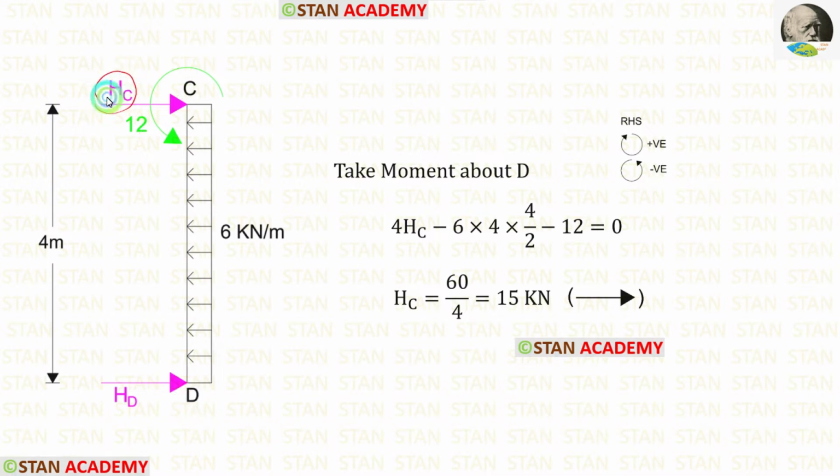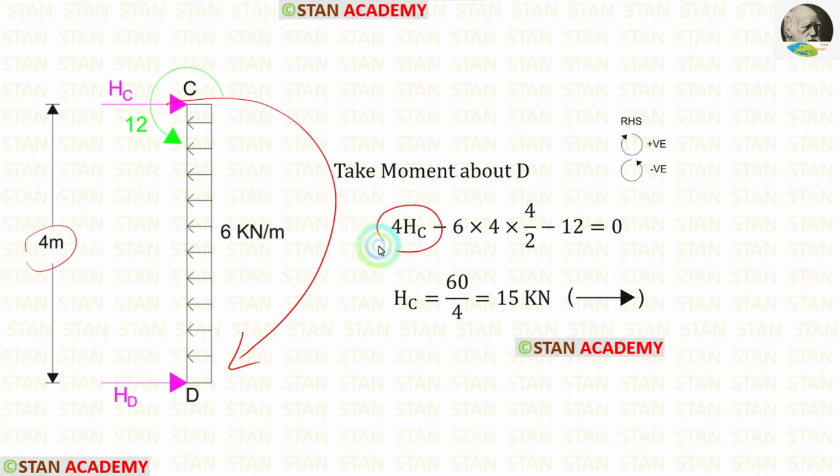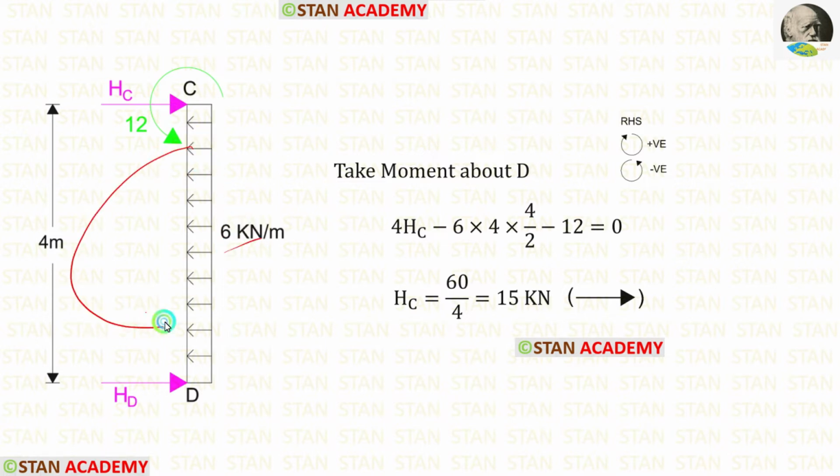So to find HC, we have to take moment about D. In this case, we are moving towards right hand side. Clockwise will be positive and anticlockwise will be negative. HC is acting in the clockwise direction, so it will be positive and the distance is 4 meter. For HC, the UDL is acting in the anticlockwise direction, so it will be negative. For the UDL, we have to multiply with the distance and distance by 2. The moment is acting in the anticlockwise direction, so it will be negative. Finally, for HC, we are getting 15 kN, which is acting towards the right side.